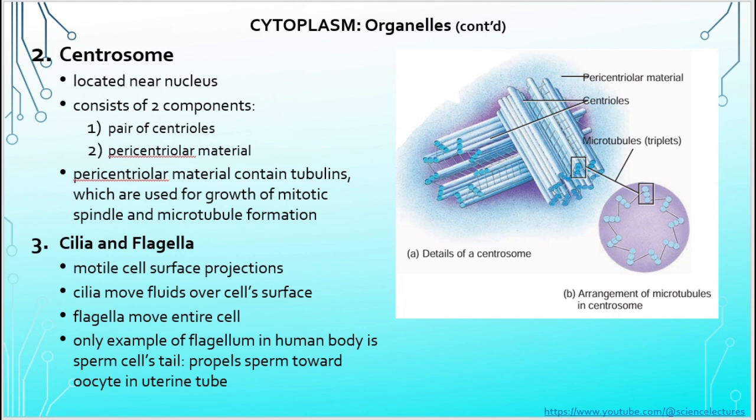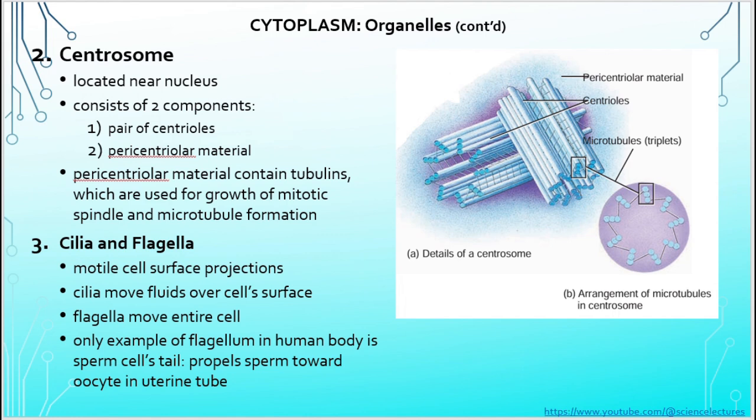Also, the cells that line the uterine or fallopian tubes have cilia which sweep oocytes, or egg cells, towards the uterus, and females who smoke have an increased risk of an ectopic pregnancy outside the uterus because their cilia may not be able to move the fertilized egg to the uterus for implantation.